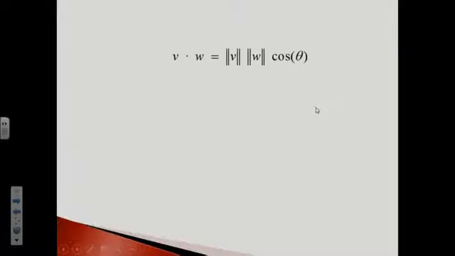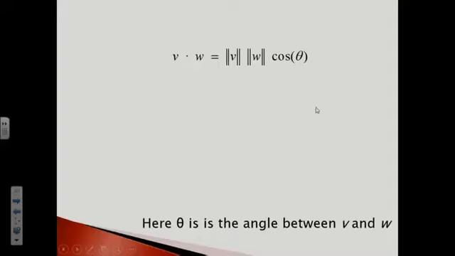The dot product may be used to compute the angle between two vectors. We have the formula: the dot product of v and w equals the product of the magnitude of v, the magnitude of w, and cosine theta. In this formula, theta is the angle between v and w.